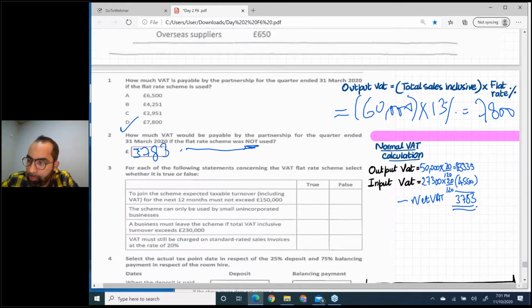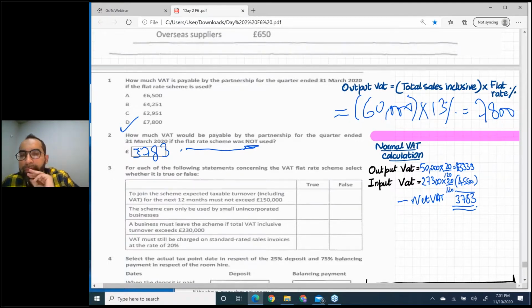Avoid, yes. Good. Because using flat rate scheme will cost you more. So it's a good idea to avoid. It's a very good idea to avoid this flat rate scheme.